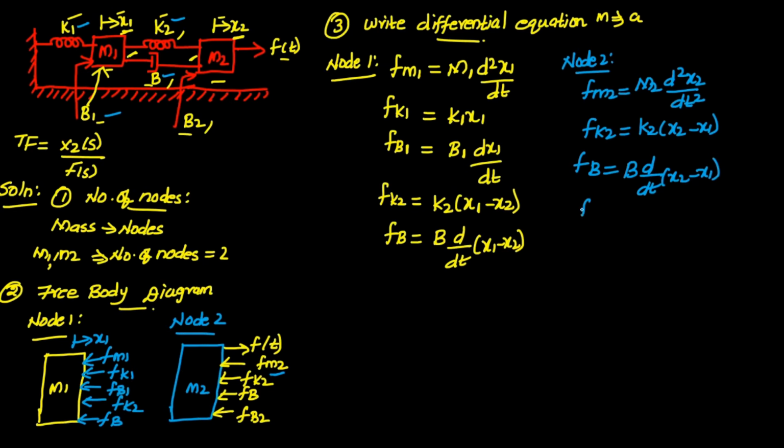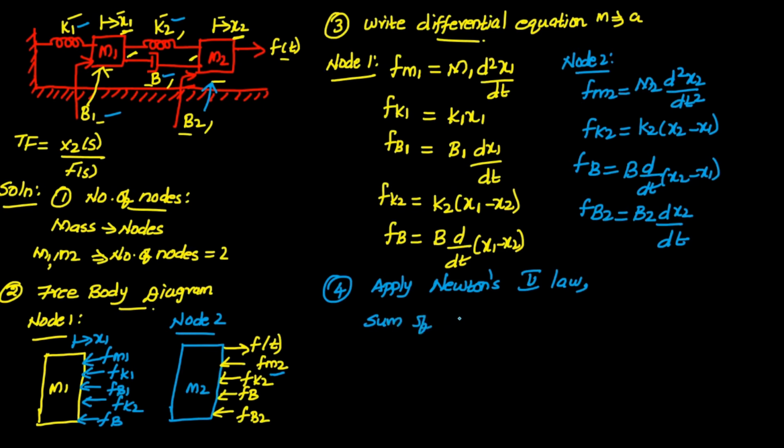Similarly, Fb2 is written as, B2 is literally connected to mass M2. Therefore, it has only one displacement, that is x2. So B2 into dx2 divided by dt. Okay. So with that, step 3 is over. So step 4 is application of Newton's second law. So we use Newton's second law, sum of applied forces is equal to sum of opposing forces.